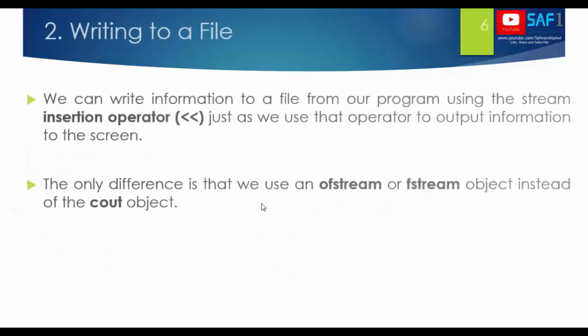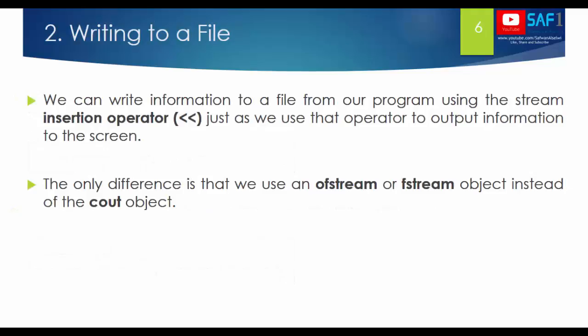That was the first operation, and the second one is how to write to a file. We can write information to a file from our program using the stream insertion operator, just as we use it to output information to the screen. We were using cout to display data on the screen. Here, when we are handling an ofstream or fstream object, we can use the same insertion operator.